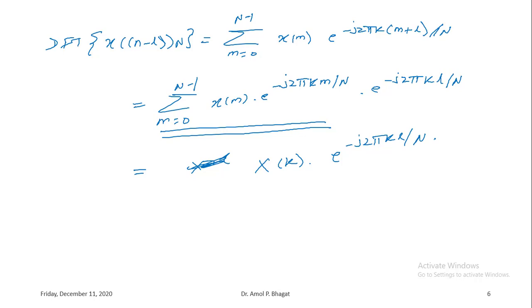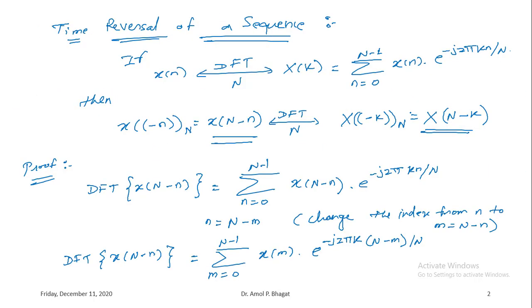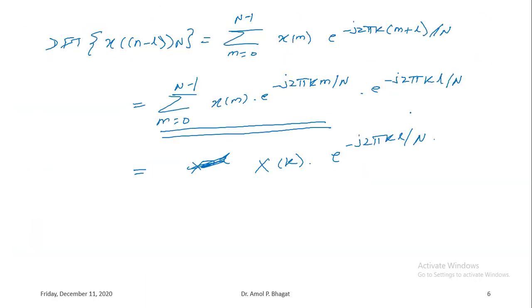So this is the required proof of this property. As per this property, if there is a circular time shift in the time domain, then the discrete Fourier transform gets multiplied by e to the power minus j 2 pi k l by n. That means there is a change in its phase. Here we have seen two properties, time reversal of a sequence and circular time shift of a sequence, and we have seen the proof of both.